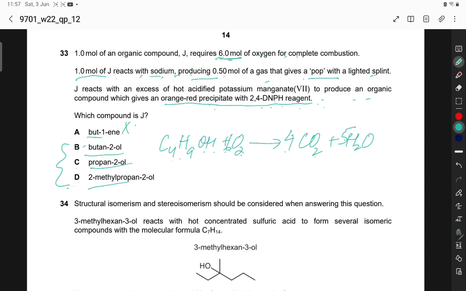1 mole of it reacts with sodium, Na, to form C4H9ONa and H2. Half a mole of hydrogen gas is formed. So this must be correct. Propan-2-ol, 2-methylpropan-2-ol, 2-methylpropan-2-ol, butan-2-ol.